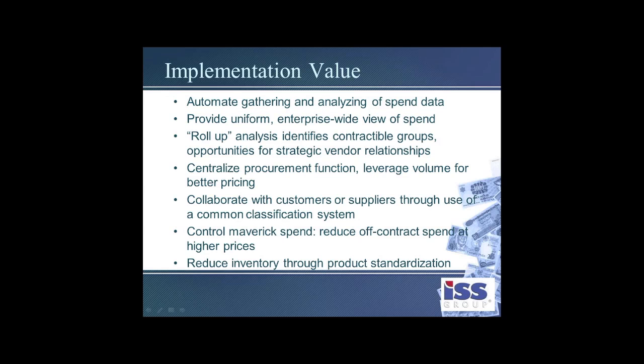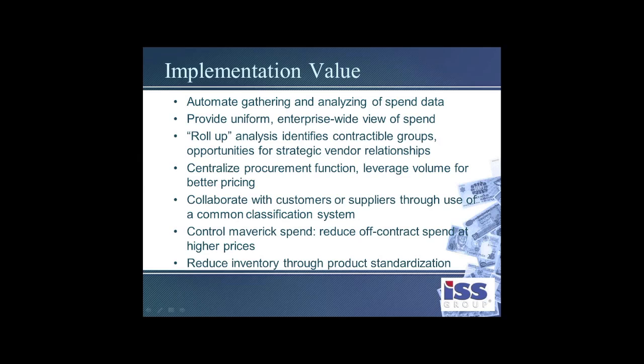Now, so what is the value? Where do you get the value out of this scheme? Number one is you now have the ability to automate the gathering and the analyzing of your spend data. You also get a uniform enterprise-wide view of what that spend is. You can do a roll-up analysis, which allows you, as I said, contractable group identification. This means you can now go out and pick strategic vendors and build those relationships to supply these contractable groups and give you a much better centralized procurement function and leverage that volume for better pricing. Now, you can also use this to collaborate with both customers and suppliers because you now have a common classification system, and we find that many companies will use this on both sides of the ledger.